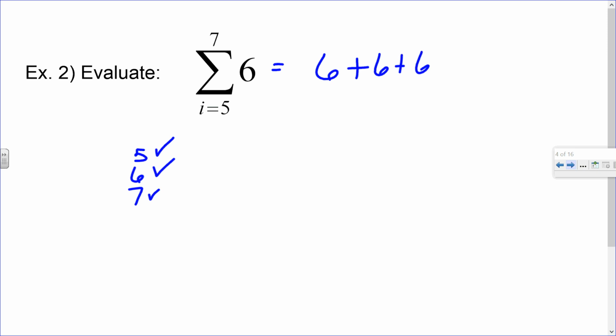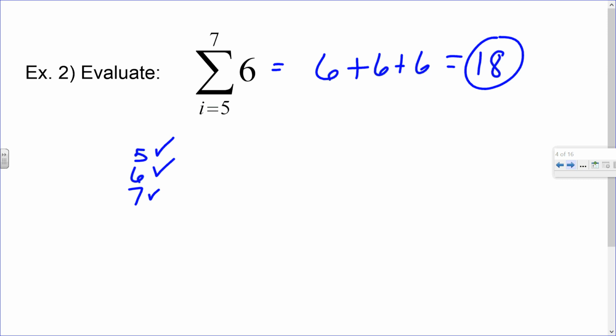So in this case, the index variable had nothing to do with the terms. It is only letting me know how many of them I have. And so if I have 3 sixes, I have 18. So feel more or less okay with that. I know it's the first time you've seen that kind of notation.